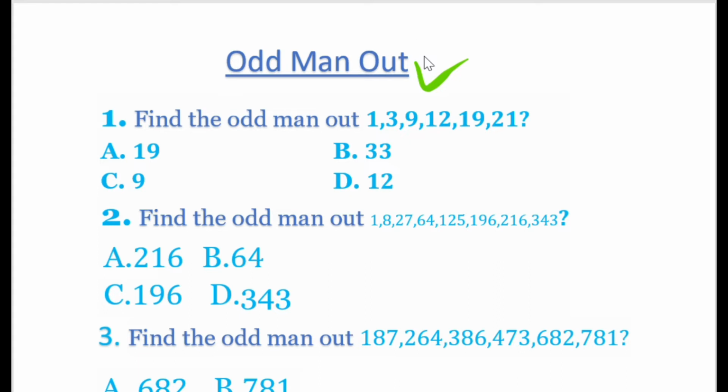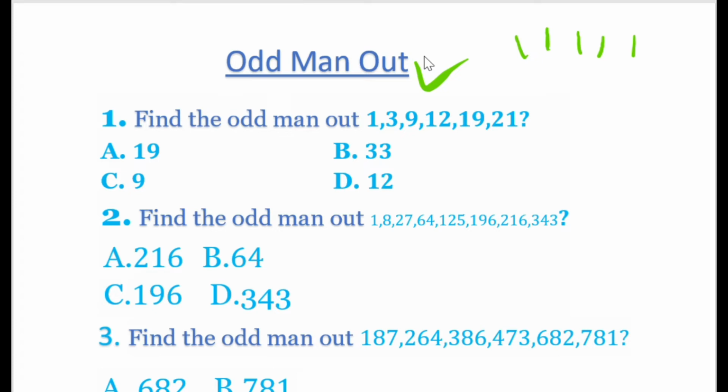They will give some number pattern like this: 1, 3, 9, 12, 19, 21. In this we need to find the exact odd man out. There will be five or six numbers, or five or six alphabets, letters or words. Anything they can ask you. In this video I'm taking numbers as examples, but you might expect something like colors, green, yellow, words or alphabets. They will try to form a logic there.